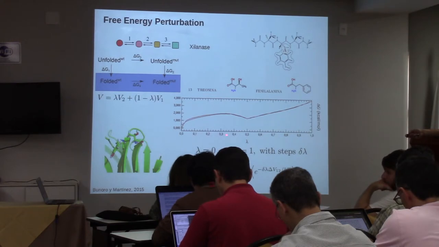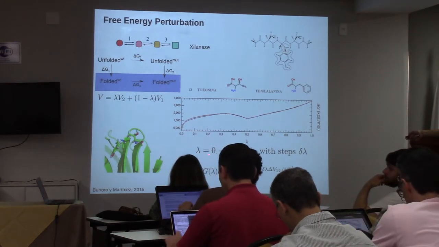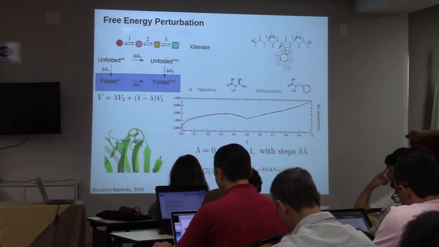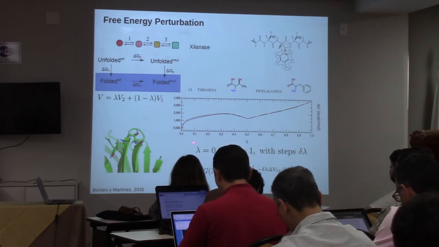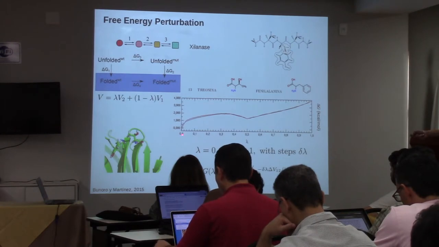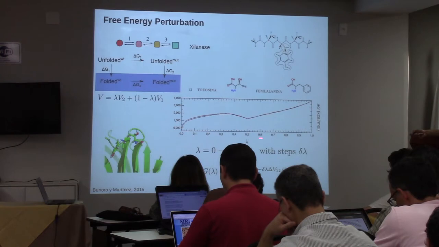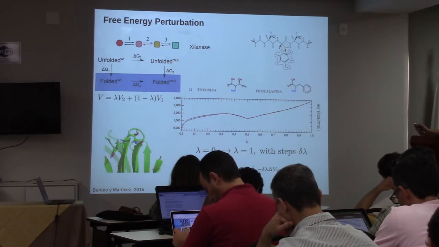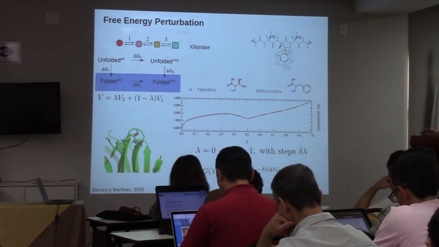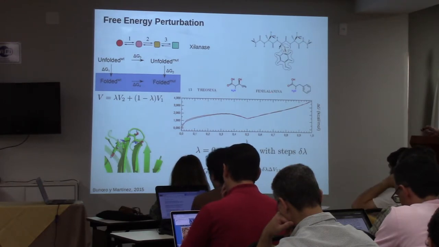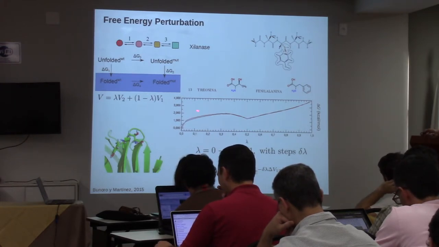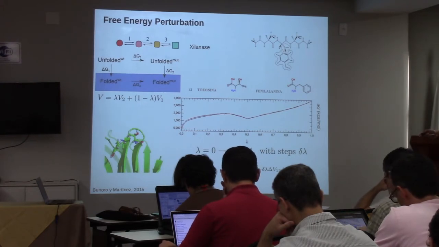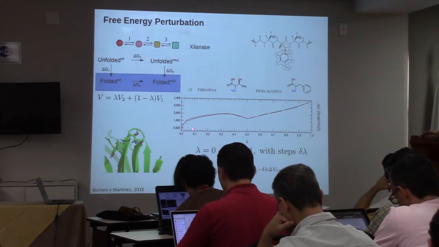Then this is performed by varying a parameter lambda from 0 to 1 with steps delta lambda. What you are going to get in a typical FEP simulation is a variation of the free energy as a function of this parameter lambda, changing from 0 to 1. This means that you are transforming one residue into the other in a very, very gentle way, such that in each step delta lambda, the approximation that the system samples configurations which are enough to represent the initial and final states of each step is good enough, so that the free energy perturbation approximation is correct for each of these steps.